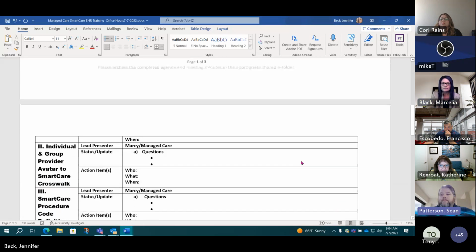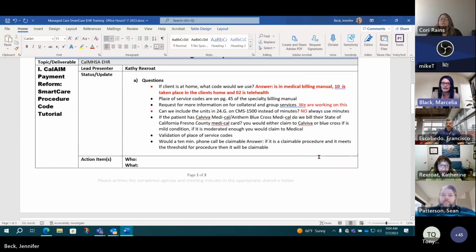Rohina, I see your hand up. Thank you. I just wanted to clarify, was the answer to the question, yes, if we enter minutes on the 1500, then we need to calculate based on units, correct? Yes. You're going to calculate, and that's what Sean is going to be explaining to you. That will make it easier.